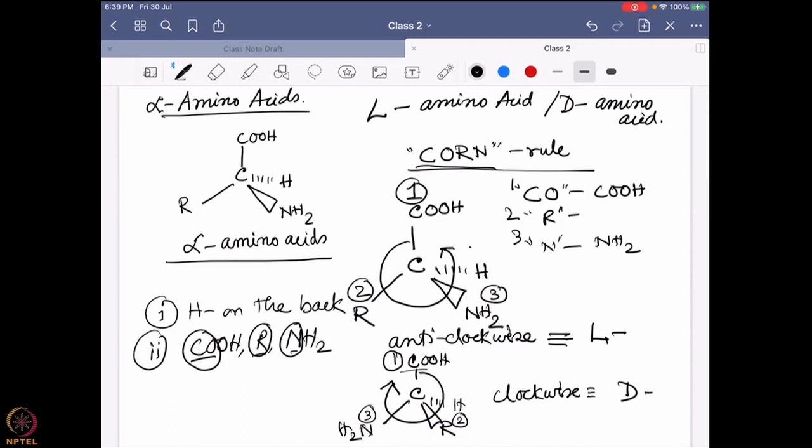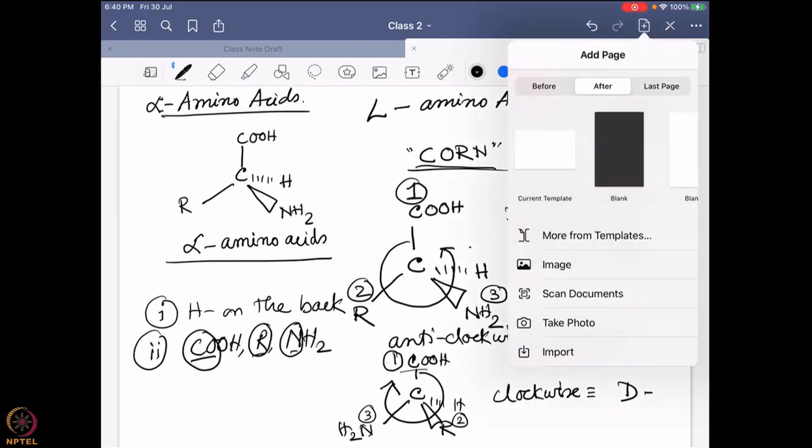So in the exam, if I ask you a question like draw this L amino acid, you have to ensure that you have drawn that in the particular orientation, because this L and D is actually showing their specific spatial, three-dimensional orientation, and it has to be correct. It has to follow this simple CORN. Put the hydrogen on the back, carboxylic, R and NH2 group in such a way that they can be connected in the anticlockwise, then it is L. If it is connected in the clockwise, it is D. Fine.